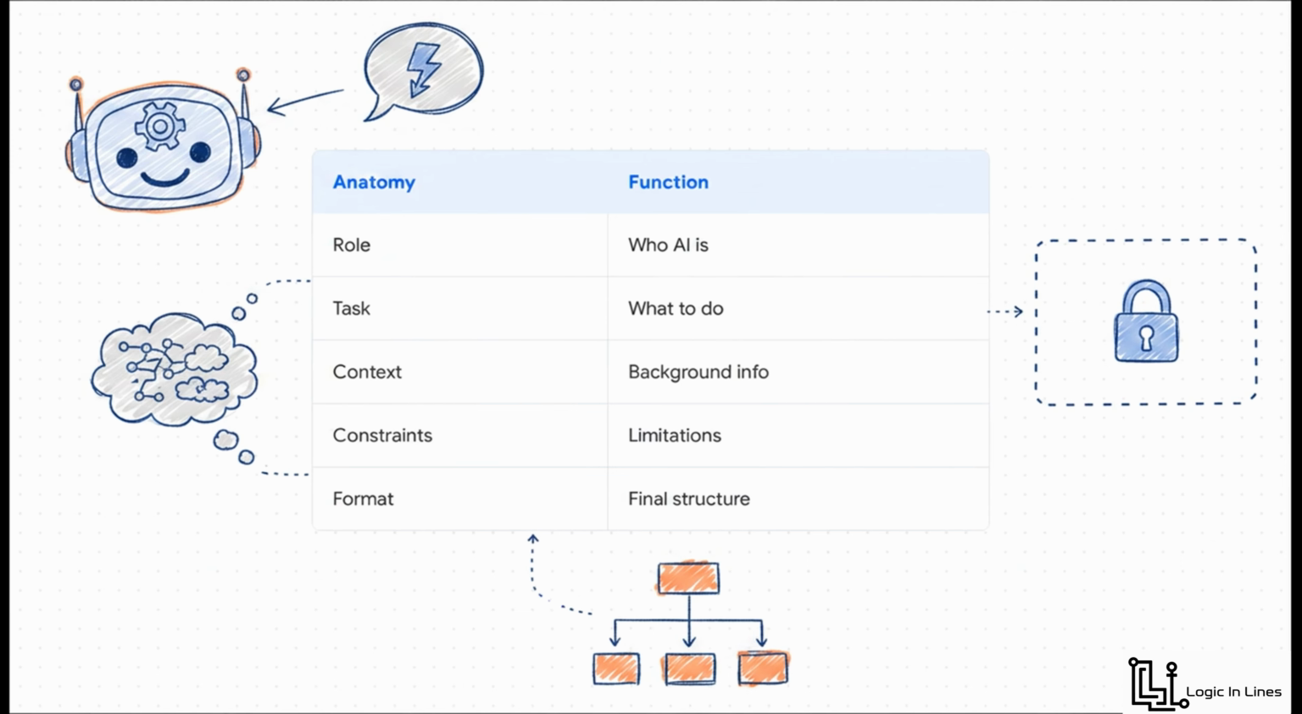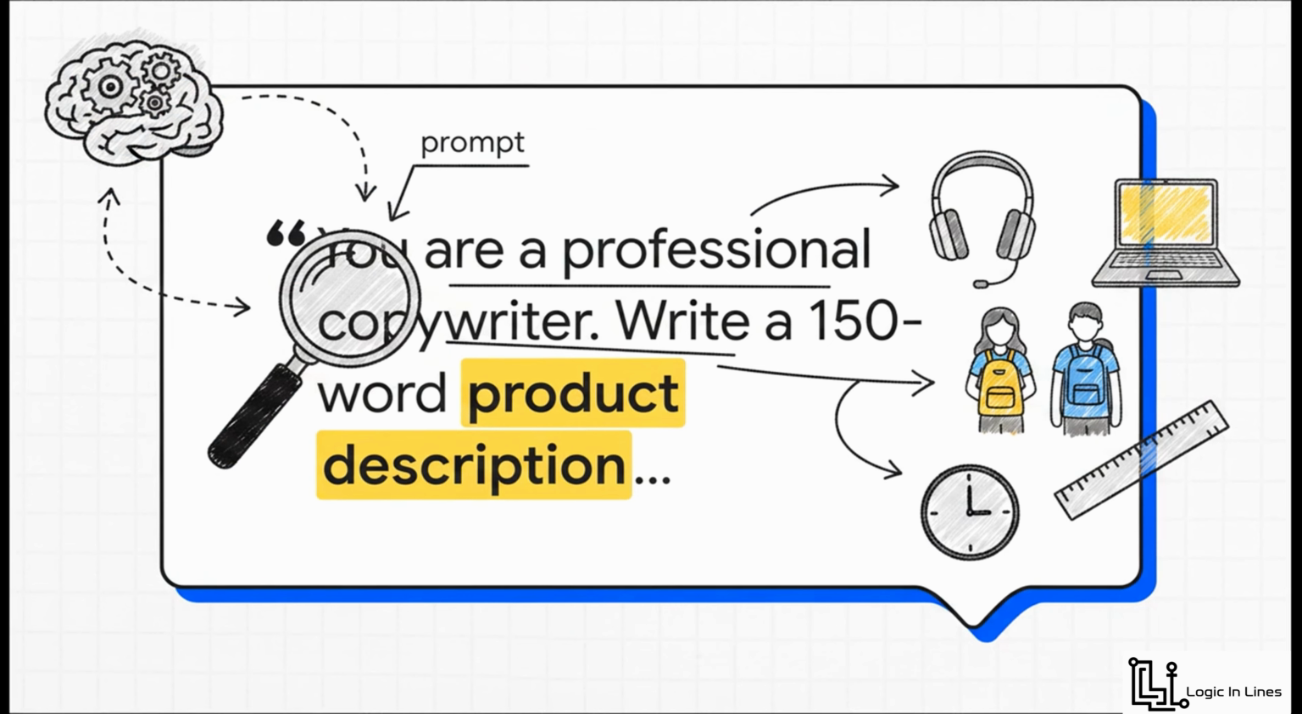Third is context, giving it the necessary background info so it isn't just guessing in the dark. Fourth are constraints. You need to set boundaries or limitations on what it should absolutely not do. And finally, the output format, telling it exactly what the final structure should look like. When you combine these 5 elements, you take total, absolute control of the probability engine. Let's look at a real-world example that flawlessly combines all of this.